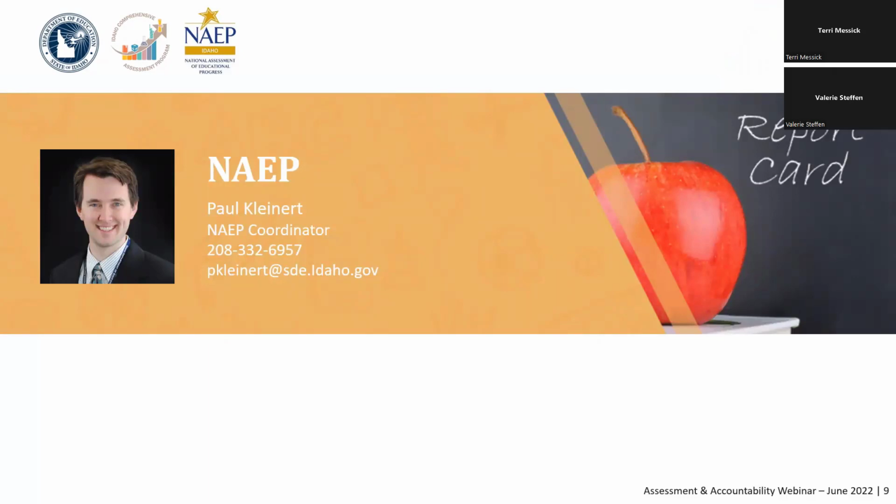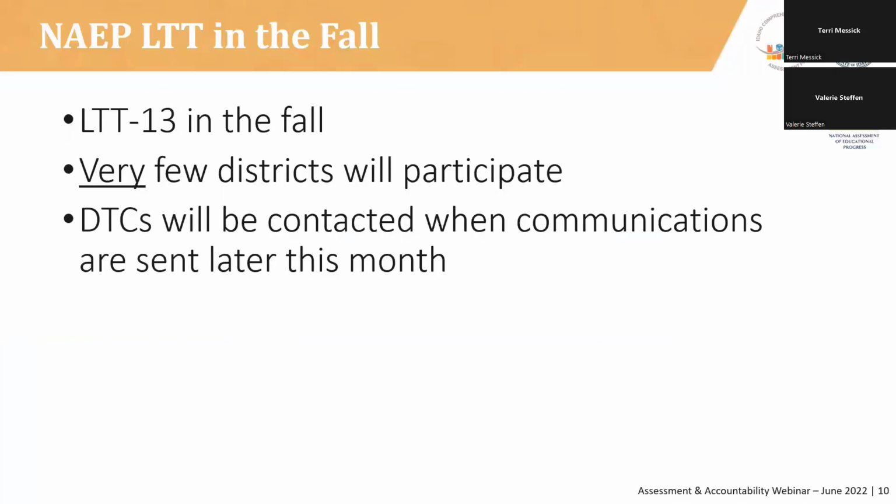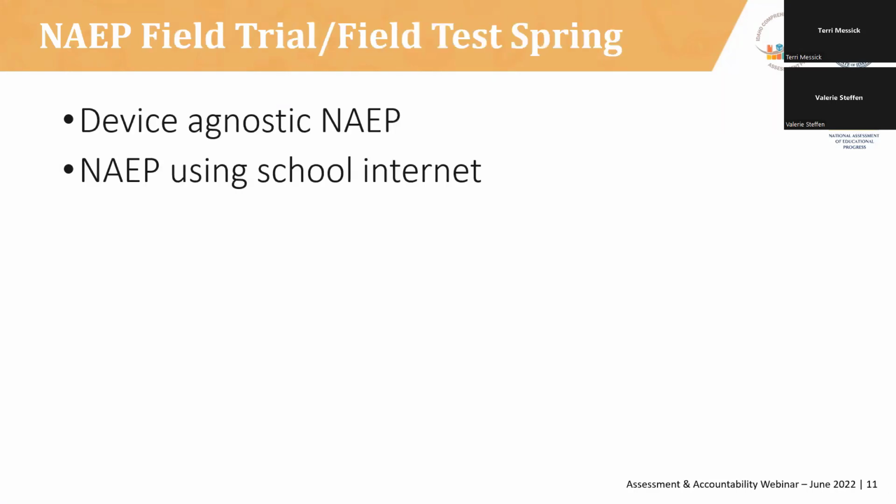I'm back, ready to talk about NAEP and answer questions if needed. In the fall of 2019, Idaho completed participating in LTT 13. That's the long-term trend. And now, in the fall of 2022, Idaho is participating to get the post-assessment data for age 13. Initial district notifications have been sent. If you did not receive a notification, that means that your district will probably not be participating in this assessment.